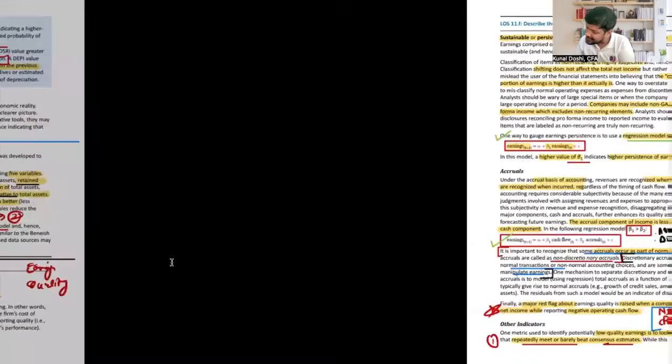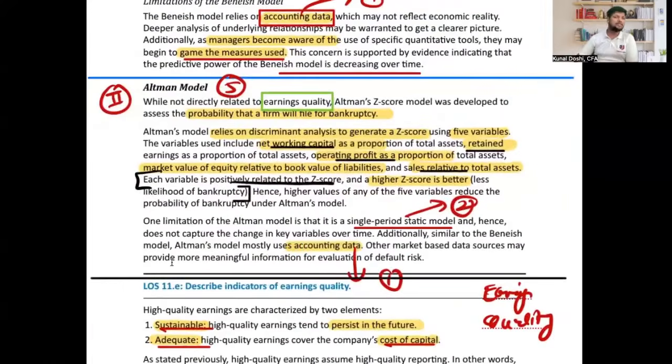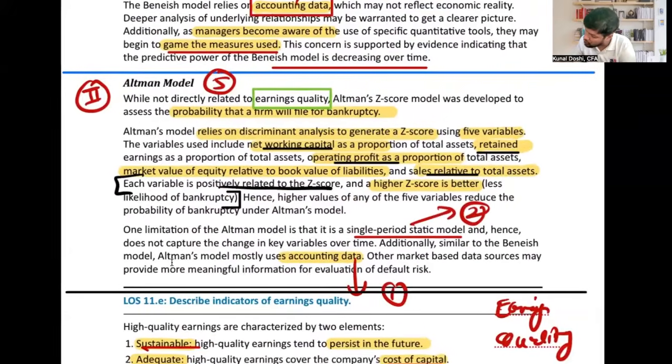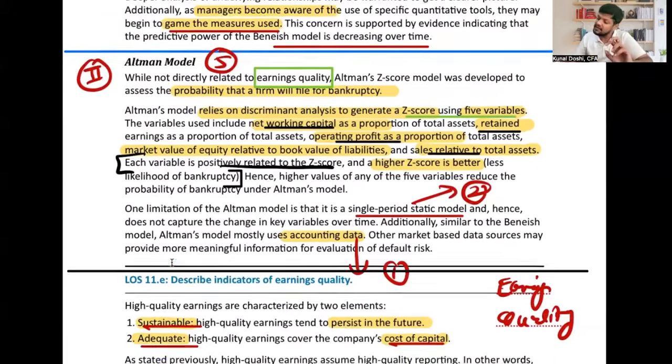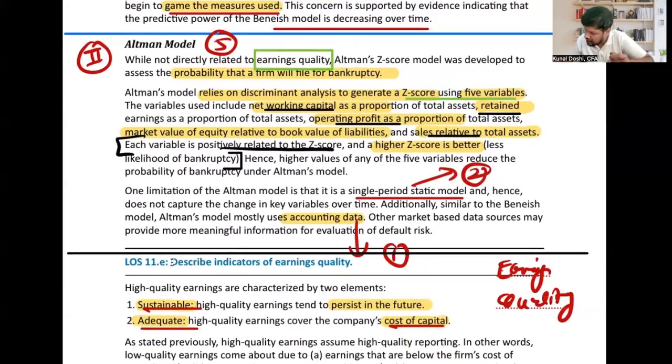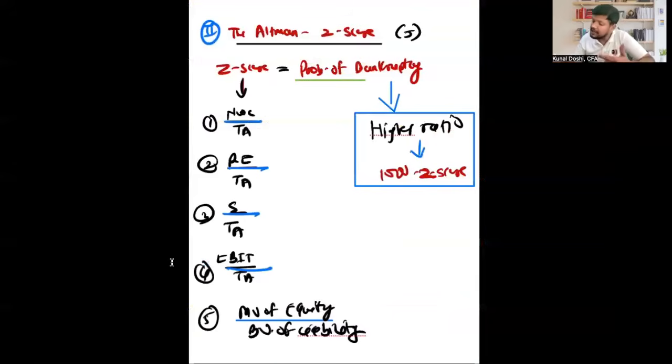So the Beneish model, and then there is the Altman Z-score, which we also use in fixed income. It is a Z-score using 5 variables to measure the probability of default or bankruptcy. The limitation of this model is that it's a static model. Each variable is positively related to the Z-score. Here you have net working capital, retained earnings, sales, EBIT, all of that to the total assets.